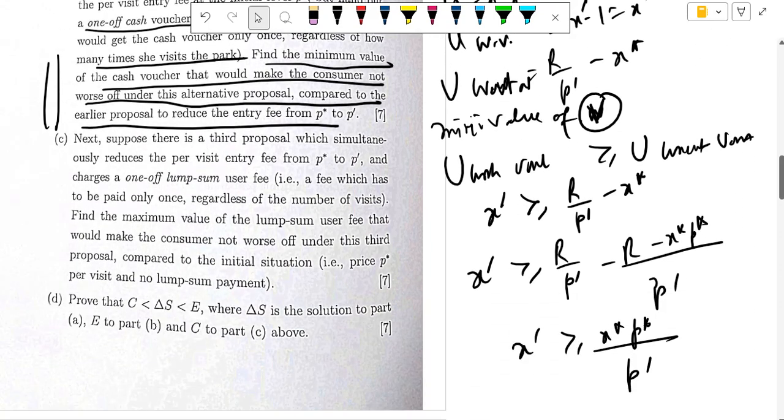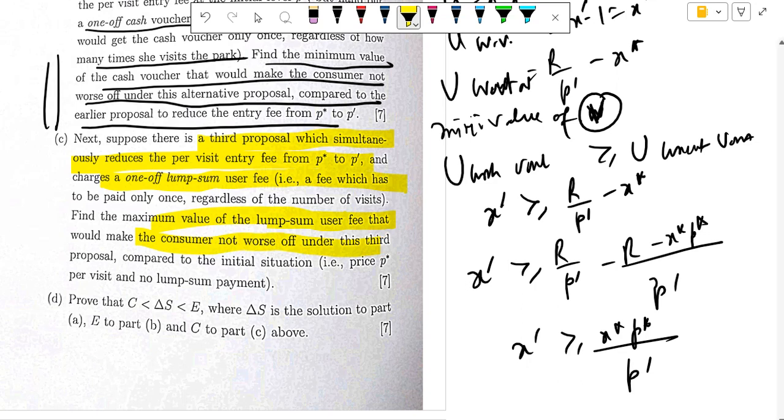Third part is again a little bit long reading. Now suppose that there is a third proposal which simultaneously reduces the per visit entry from P star to P prime and charges a lump sum user fee. That is a fee which is only paid once regardless of the number of visits. Okay. And find the maximum value of the lump sum user fee that makes the consumer not worse off.